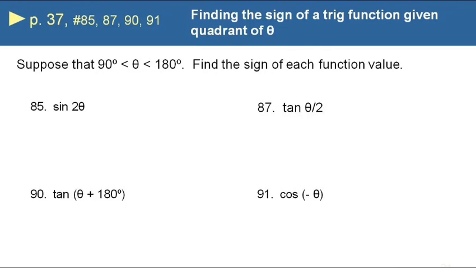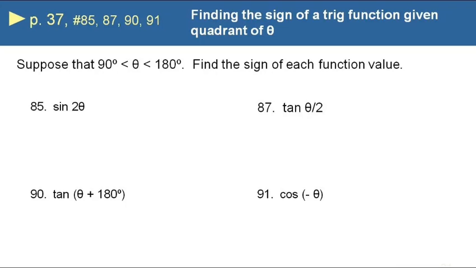And now I've picked out just a few from the end of the section. Page 37, numbers 85, 87, 90, and 91. Suppose that theta is between 90 and 180. Find the sign of each function value. So we know now that the signs of the functions depend on the location of the angle. And for each of these angles, we're going to use the location of theta to find the location of the given angle, and then we'll use ASTC to determine the sign of the function.